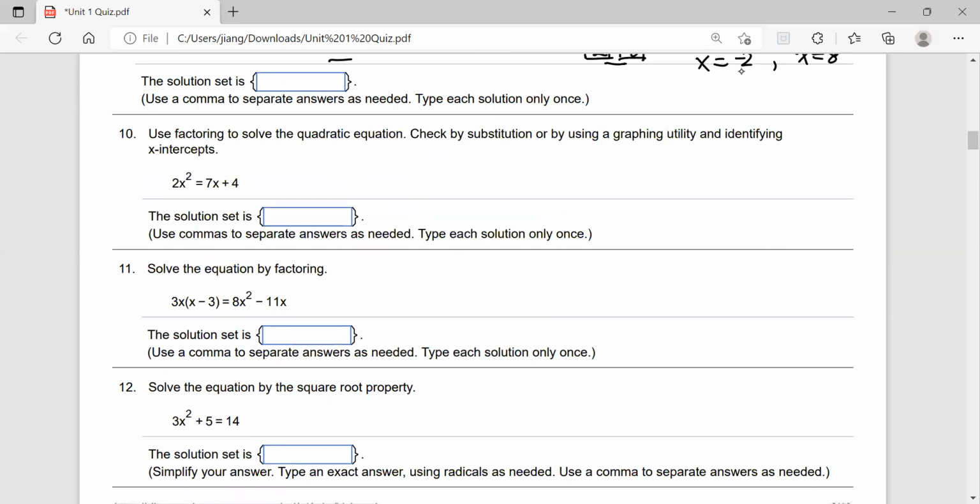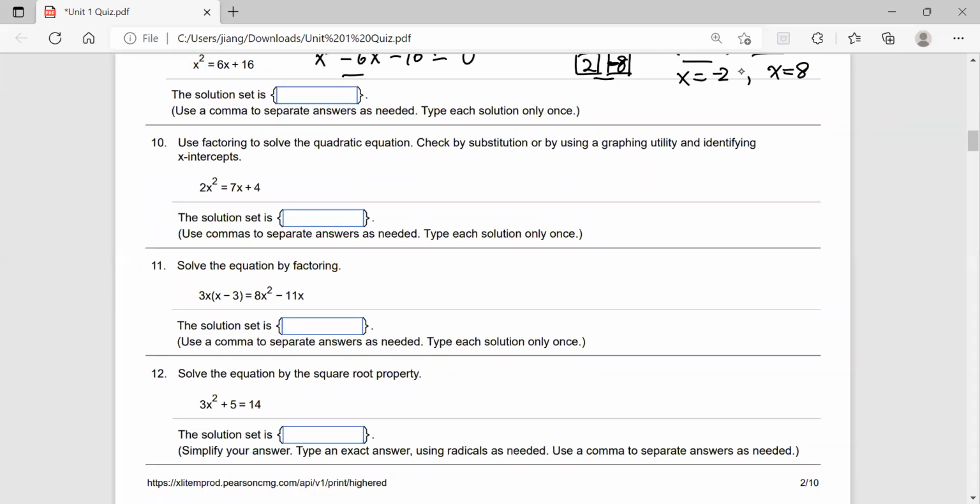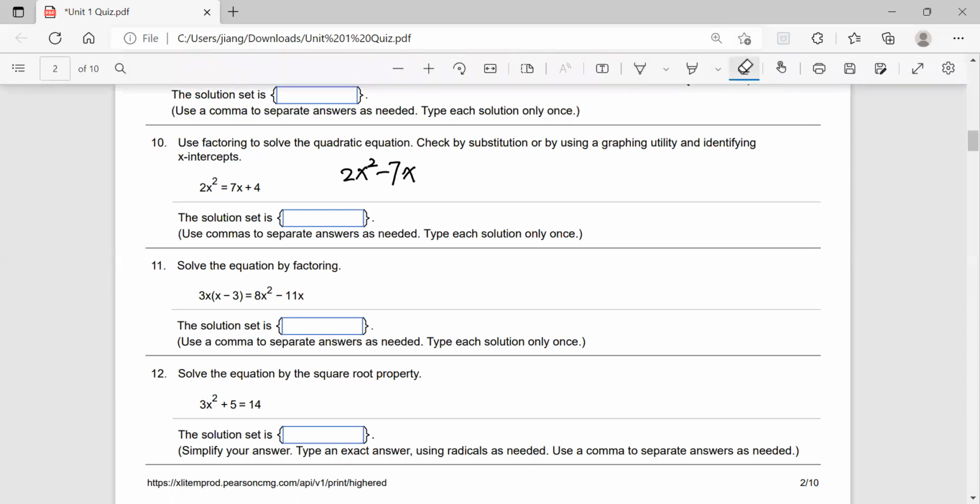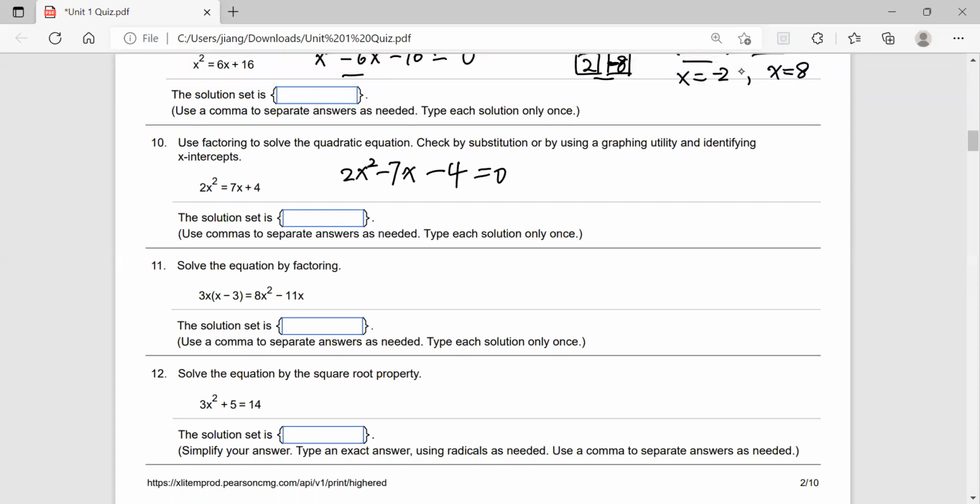Okay, so for this one, move everybody to the left-hand side. We have 2x squared minus 7x minus 4, because if I'm subtracting 4 both sides, I must subtract the 4 here, equals 0. I can't use the A&M method because here the leading term is 2x squared. That means we use the AC method. A is the coefficient of x squared, that's 2. C is -4, so A times C equals 2 times -4, that's -8.